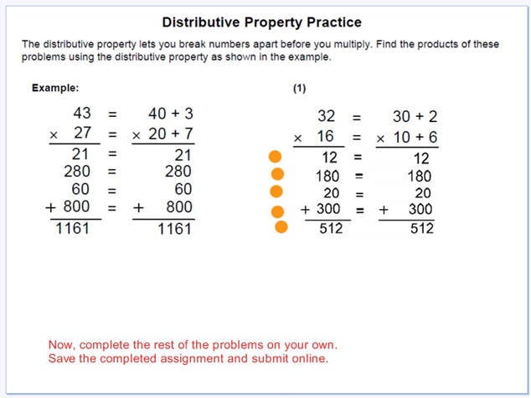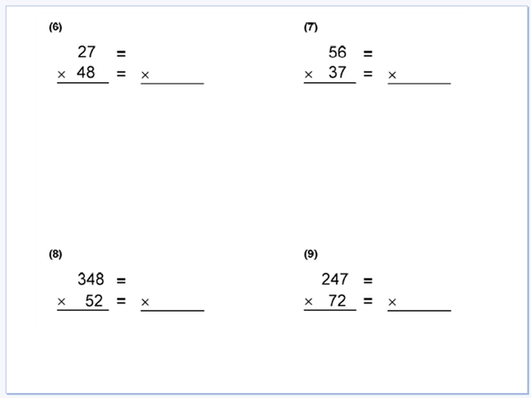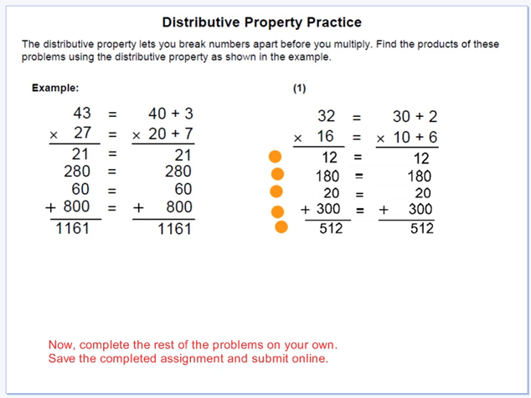So you're going to complete the rest of the problems. You're going to do numbers 2, 3, 4, 5, 6, 7, 8, 9, and looks like that does it for you. So you're going to do problems 2 through 9, and then submit them online underneath the Distributive Property Practice assignment tool.